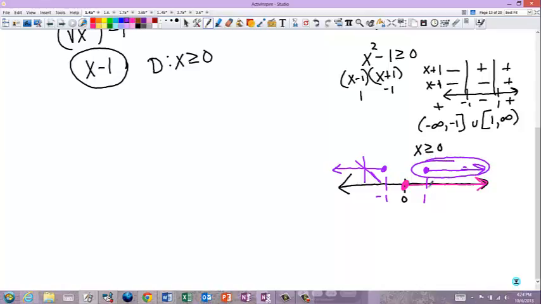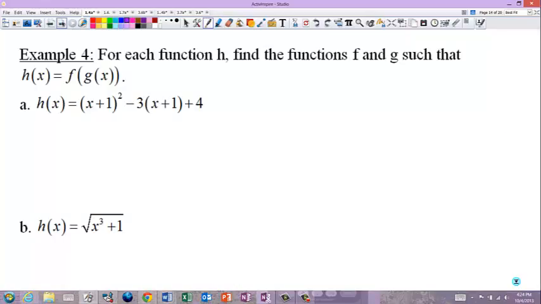You can't say that x is greater than or equal to 0 because it also has to be bigger than 1. It has to satisfy both conditions. So my domain would be x is greater than or equal to 1. For each function h, find the functions f and g so that f of g of x equals h.